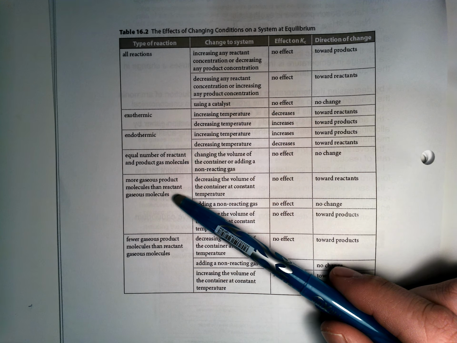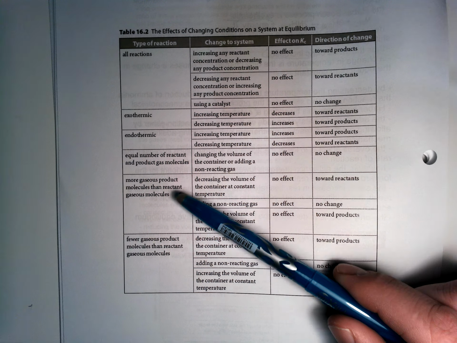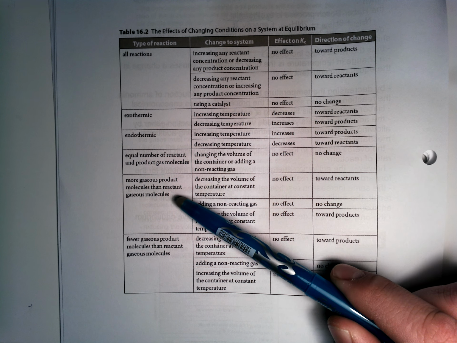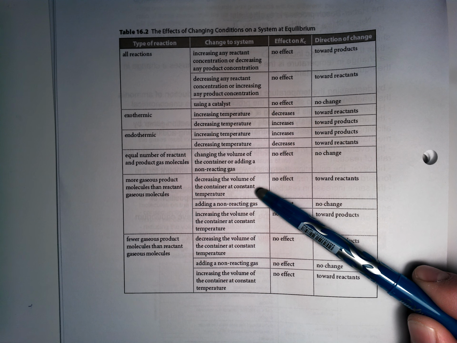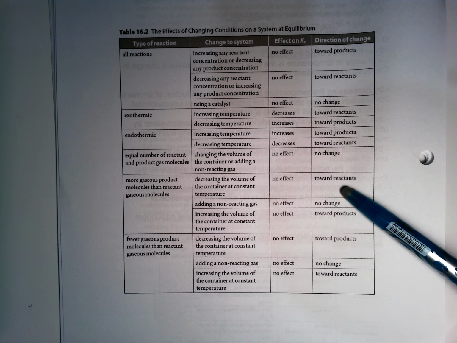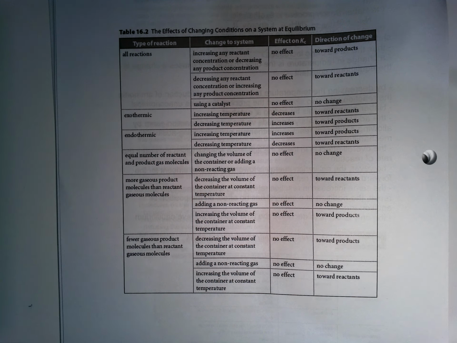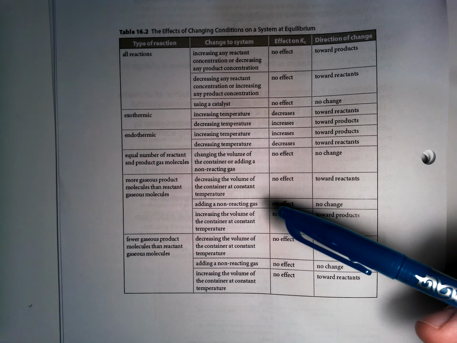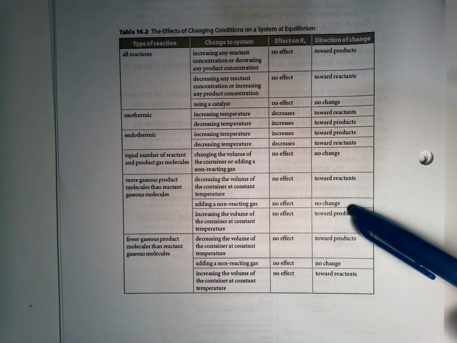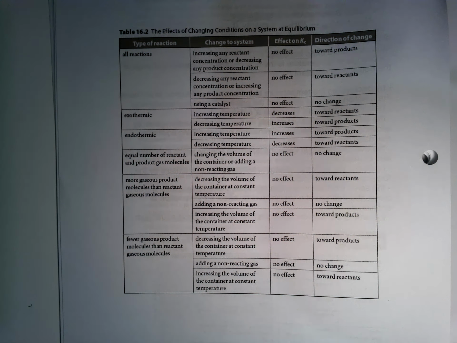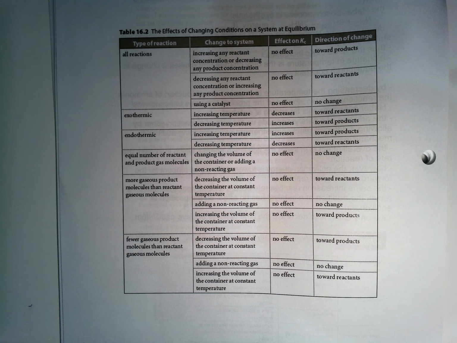Okay, if we have more gaseous product molecules than reactant molecules, and we decrease the volume, we're increasing the pressure, so it would shift in this case towards the reactants. One thing to note is if we change the pressure by adding a non-reacting gas, it has no effect. You'll get examples where it'll be like adding argon gas, which you'd think would increase the pressure because there's more molecules, but really it has no effect, no change.